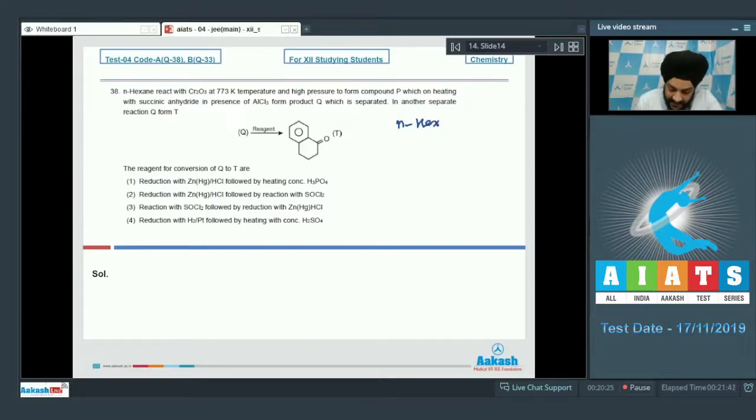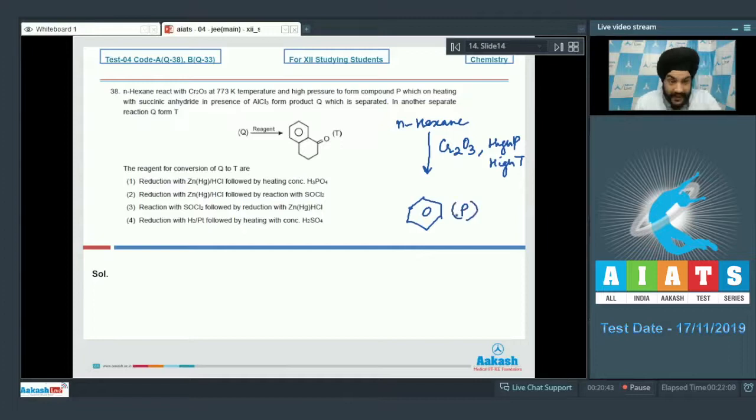So n-hexane reacts with Cr2O3 in presence of high pressure and high temperature to form benzene, which is the compound P labeled in the question. Okay. The compound P on heating with succinic anhydride in presence of AlCl3 forms product Q which is separated. So benzene, when it is allowed to react with succinic anhydride.